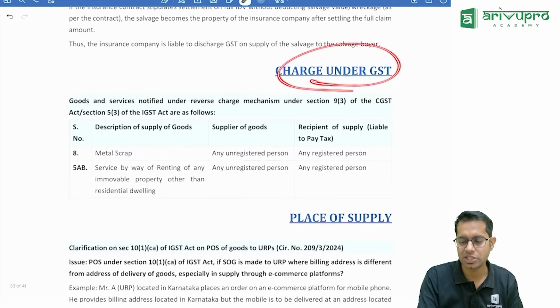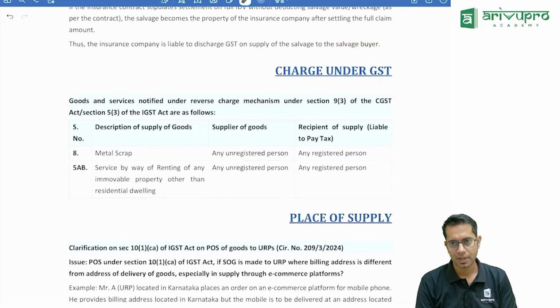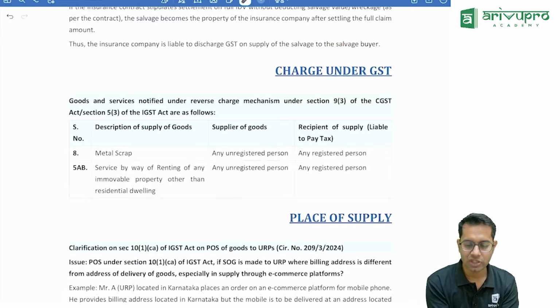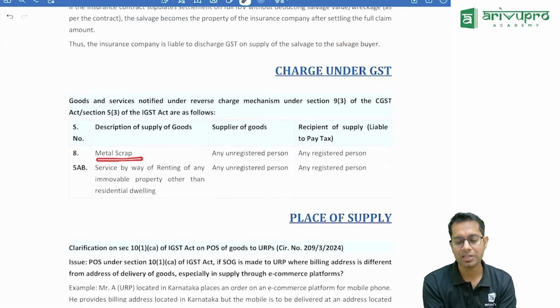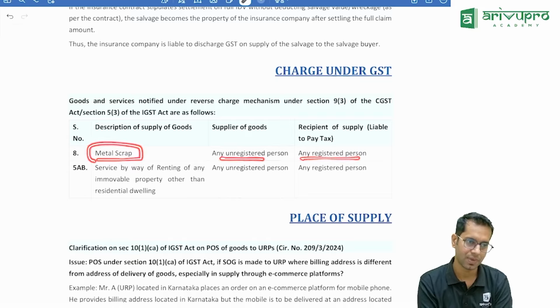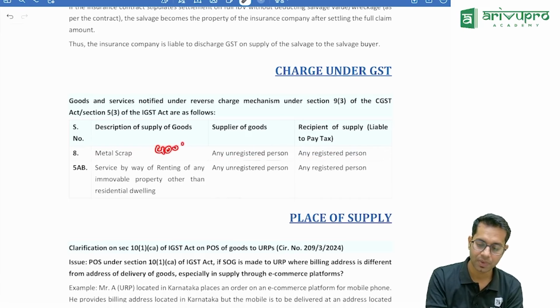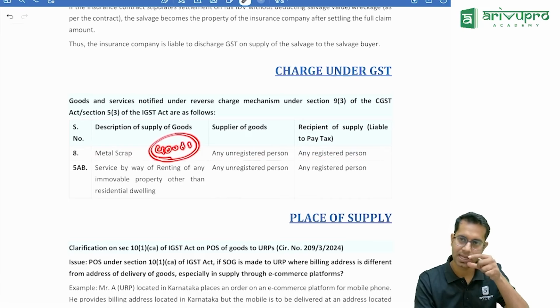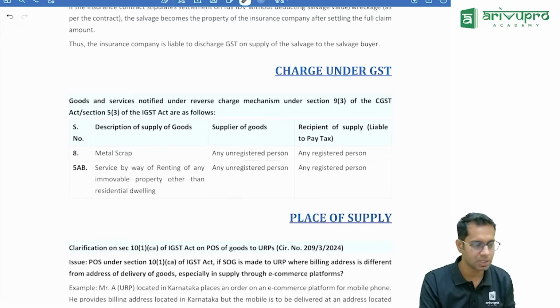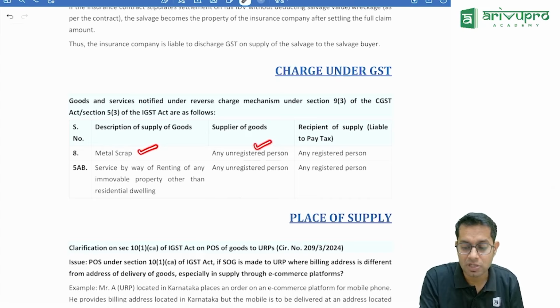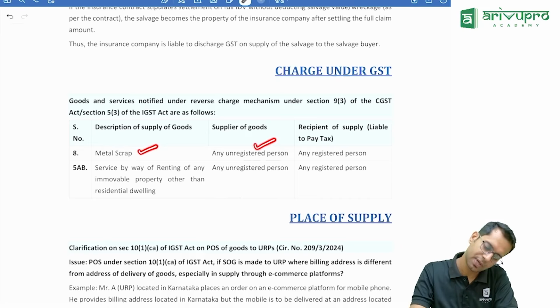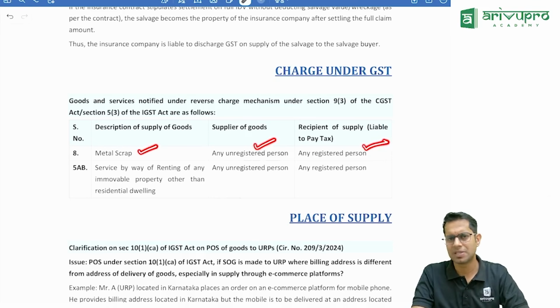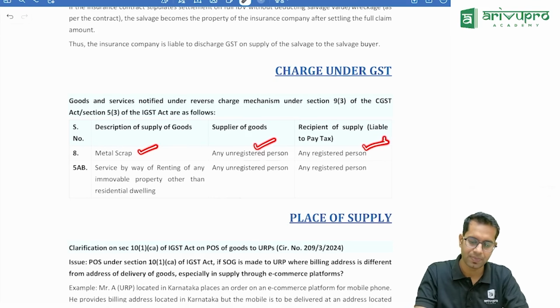Under charge under GST, RCM, section 9. Under charge under GST, there is one new point added, called metal scrap, which is sold by an unregistered person to a registered person. So this is for goods. Now if you remember, goods are taxable under reverse charge under section 9 subsection 3. Now if metal scrap is sold by an unregistered person to a registered person, the registered person has to pay the tax under reverse charge.